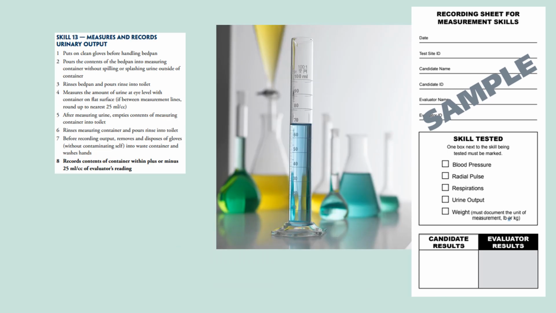Measures and records urinary output is set up as a station. This means the candidate does not need to gather the supplies. The evaluator will set the supplies up on a counter or table close to a sink. The fake urine will already be in the bedpan. The gloves, measuring container, commode or toilet, and paper towels will be in the same area. Step 3 requires that the bedpan be rinsed and the rinse poured into the toilet or commode, not into the sink. I mention this because this is a common mistake candidates make in the skill.